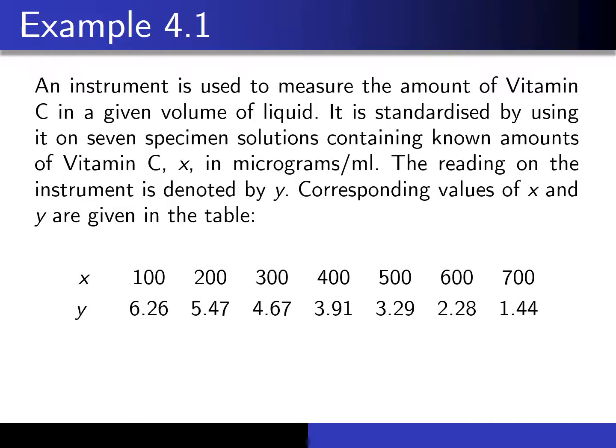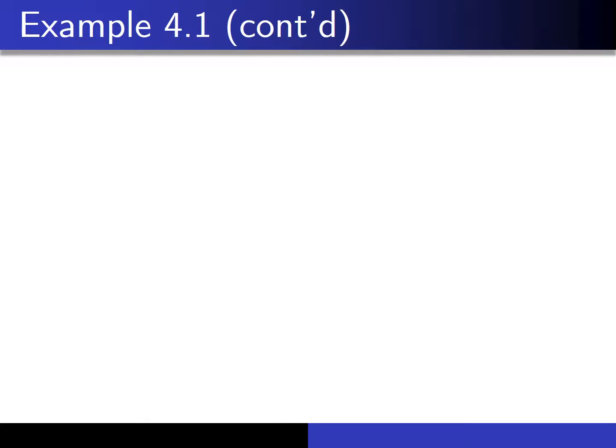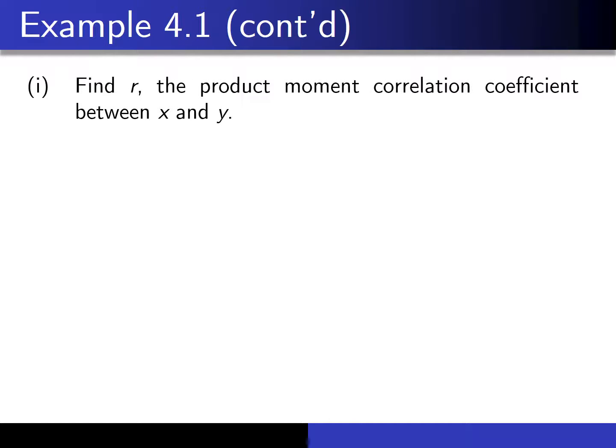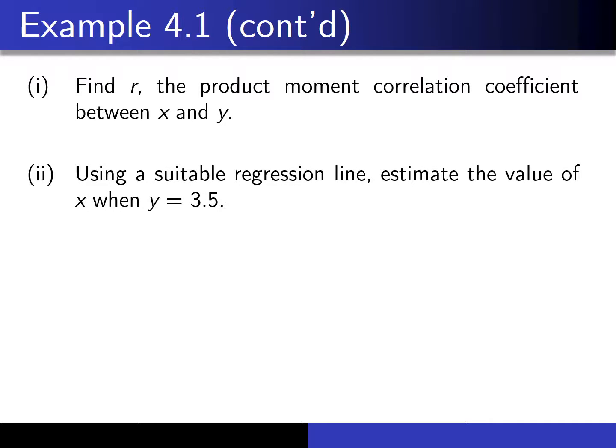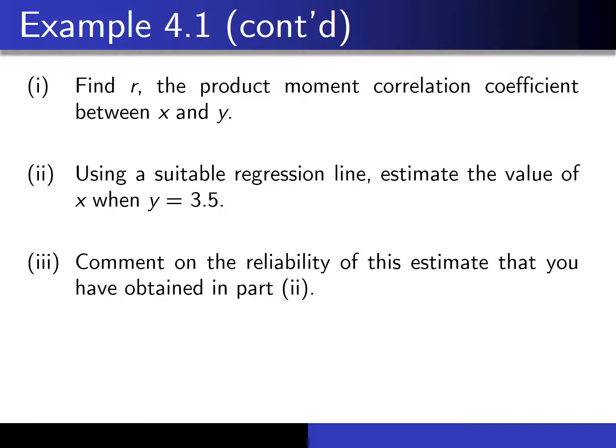An instrument is used to measure the amount of vitamin C in a given volume of liquid. It is standardized by using it on 7 specimen solutions containing known amounts of vitamin C, X, in micrograms per milliliter. The reading on the instrument is denoted by Y. Corresponding values of X and Y are given in the table, as shown on the screen. Part 1. Find r, the product moment correlation coefficient between X and Y. Part 2. Using a suitable regression line, estimate the value of X when Y equals 3.5. Part 3. Comment on the reliability of this estimate that you have obtained in Part 2.